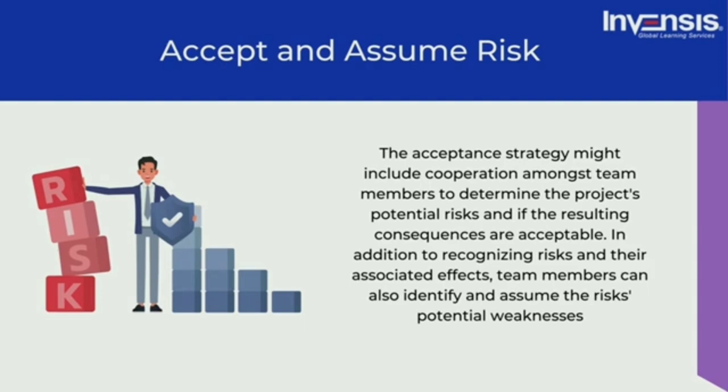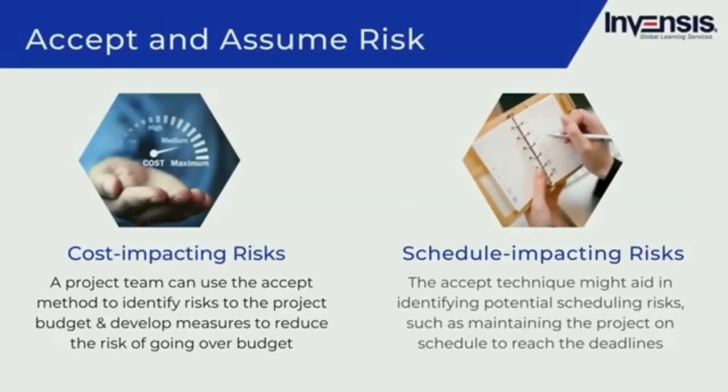Now, the following are some examples that illustrate how the acceptance strategy might be applied for frequently recognized risks. First, cost-impacting risks. The accept technique can be used to detect cost-affecting risks. For instance, a project team can use the accept method to identify risks to the project budget and develop measures to reduce the risk of going over budget, so that all team members are aware of the risk and its potential implications. Second, schedule impacting risks.